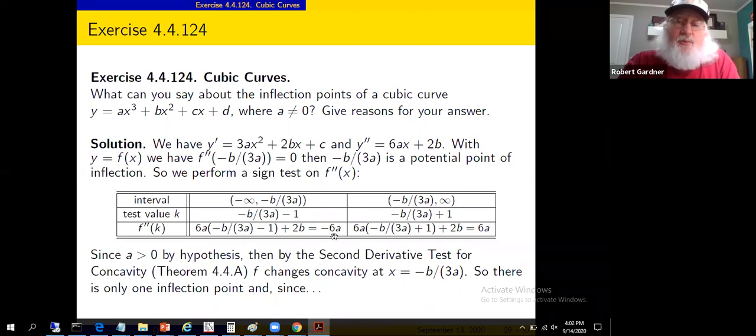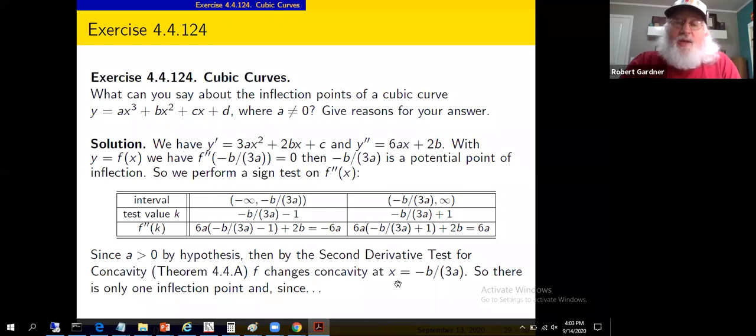We get that the second derivative is negative 6a in this interval and positive 6a on this interval. But a itself could be negative. So I can't put the concavity down here and complete this table unless I know something about a. I know a is non-zero. I do not know a is positive. I know a is non-zero. It's a typo there. I should read a is not equal to 0 by hypothesis.